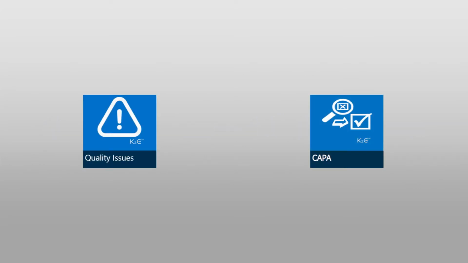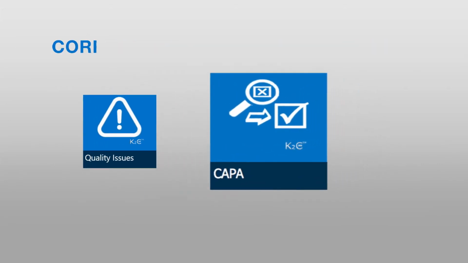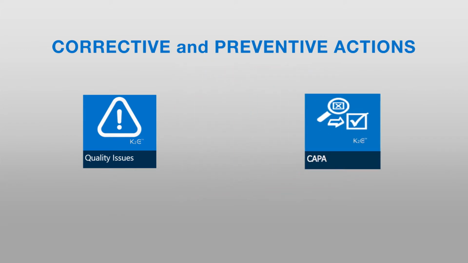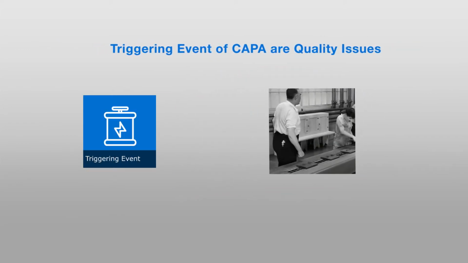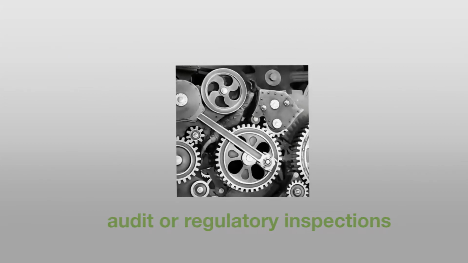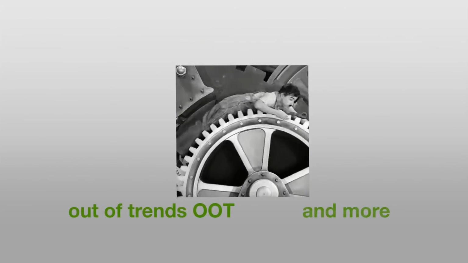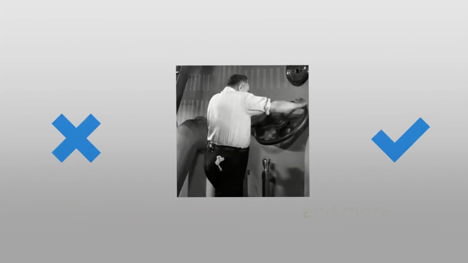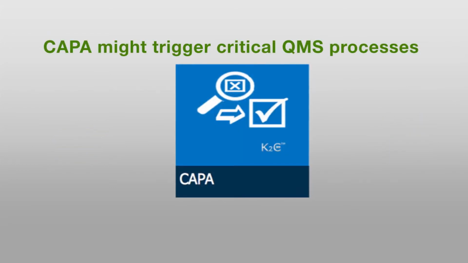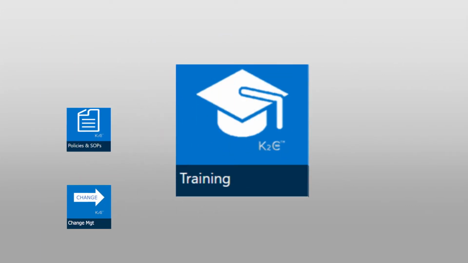Today we see two extremely important processes: management of quality issues and CAPA, Corrective and Preventive Actions. Triggering events of CAPA are quality issues, which include complaints, product recalls, deviations or nonconformities, audit or regulatory inspections, out of specifications OOS, or out of trends OOT. Triggering events are strictly related to CAPA processes and vice versa. A CAPA might trigger critical QMS processes like change control, SOPs, and user training.